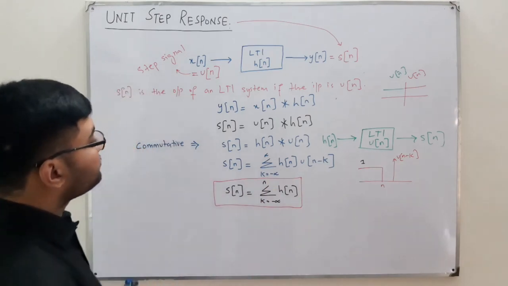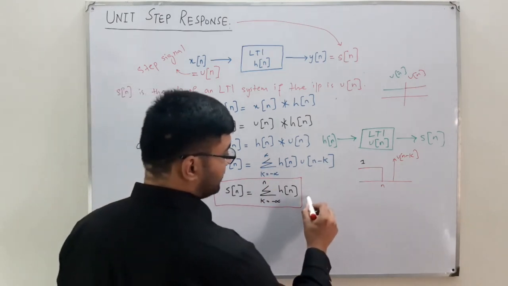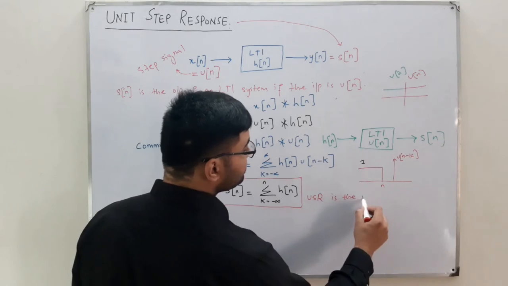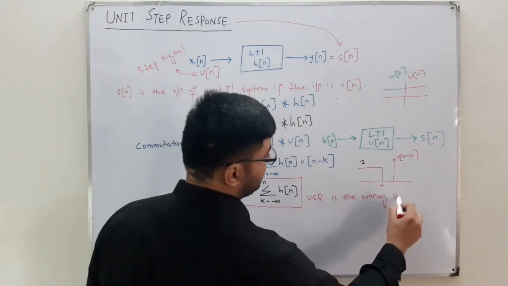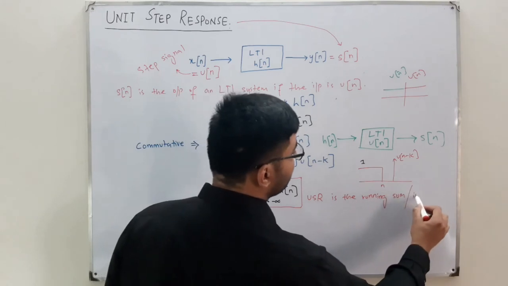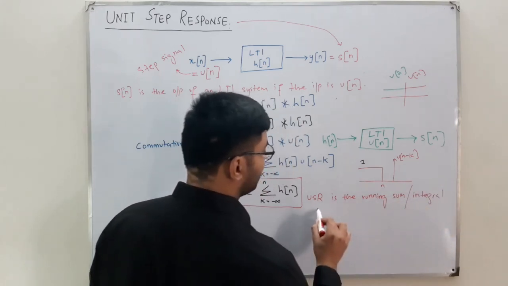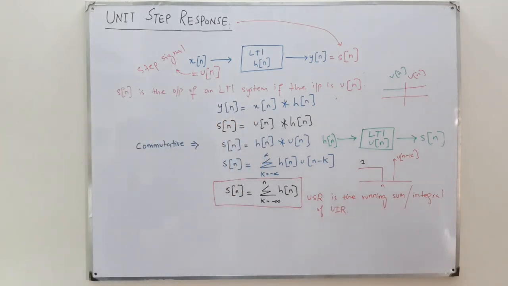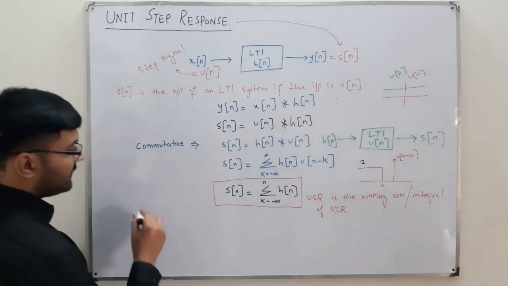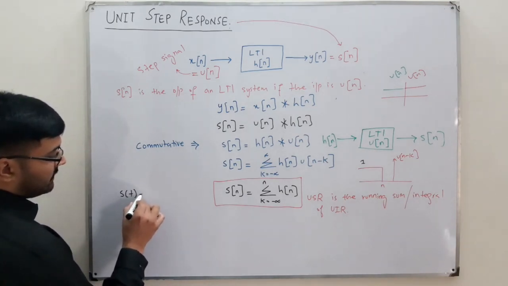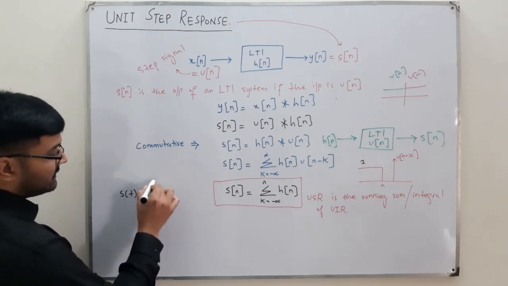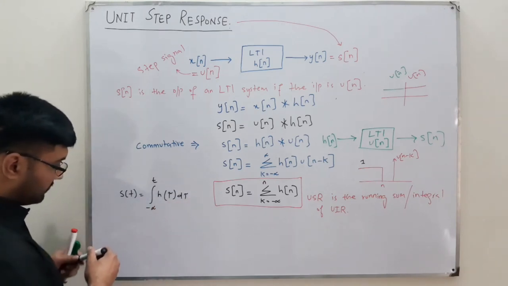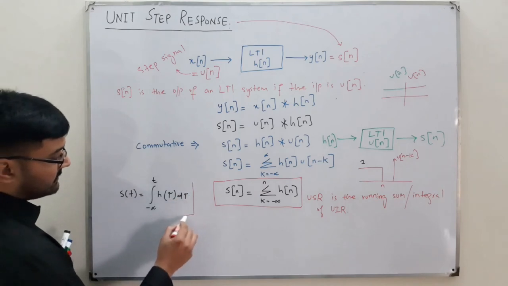Which means that the unit step response, USR, is the running sum, and in the continuous time case, the running integral of the unit impulse response, UIR. Because in that case, it would be s of t equal to the integral from negative infinity till t of h of tau d tau. Fine. So this is the case.